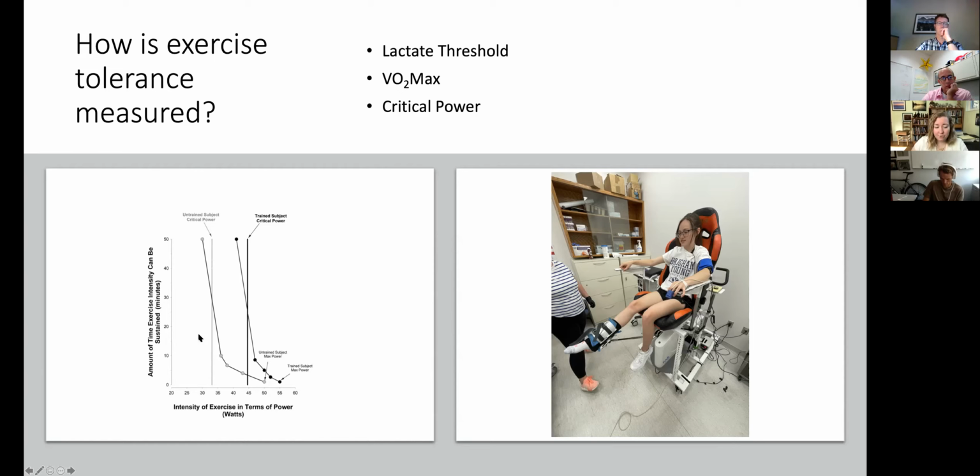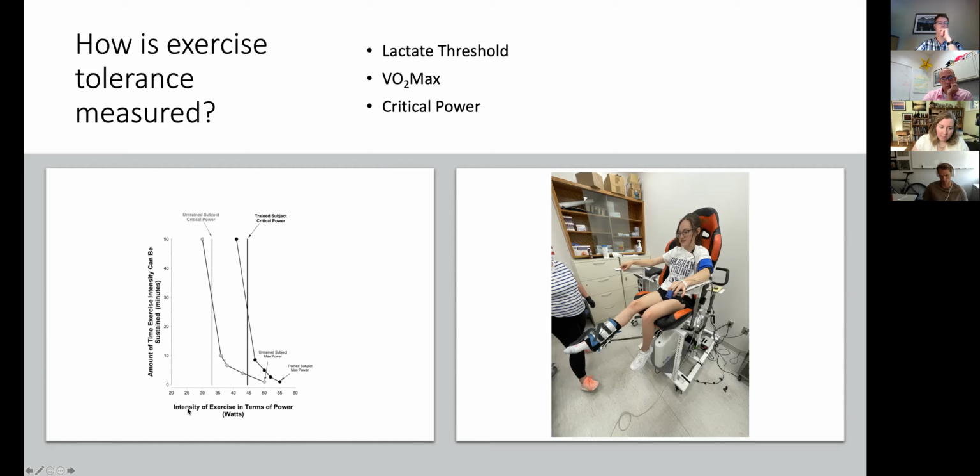So on this slide, there is a figure of 2 subjects where we tested critical power doing knee extension exercise. The picture on the right is a picture of our knee extension machine. It's hooked up to a bike and we have the subject kick out and we can change the wattage depending on how intense we need the exercise to be.